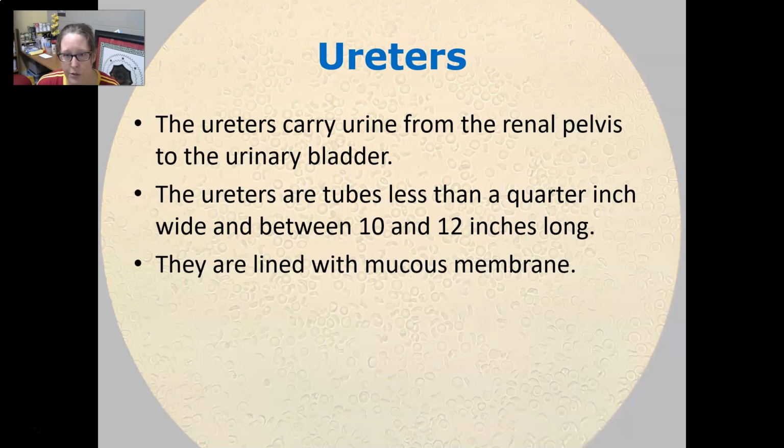The ureters carry urine from the renal pelvis to the urinary bladder. The urine is just going to flow down. The ureters are tubes that are less than 1/4 of an inch wide, and between 10 and 12 inches long. They're lined with mucous membrane, and they also have some smooth muscle that helps squeeze the urine down if there is a need to move it.